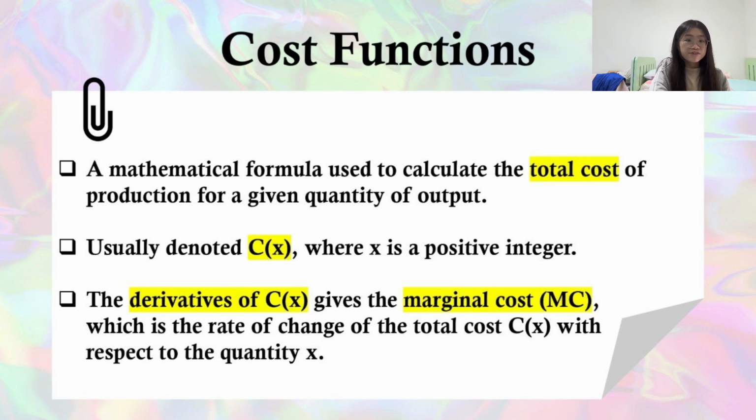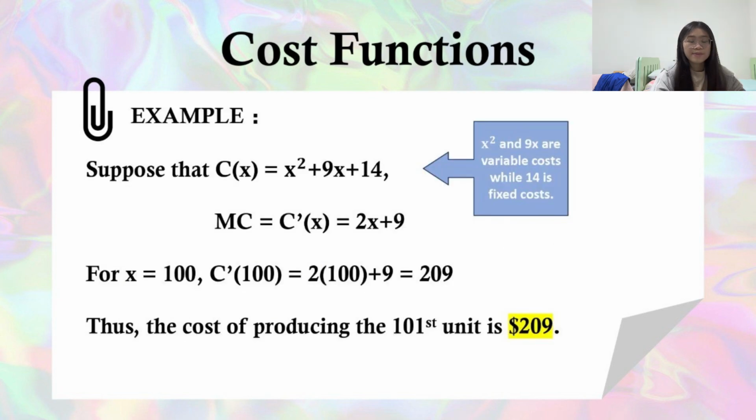The derivative of the cost function gives the marginal cost, which is the rate of change of the total cost with respect to the quantity x. So, let us look at one of the examples. We suppose that the cost function is equal to x squared plus 9x plus 14, where x squared and 9x are variable cost, while 14 is a fixed cost.